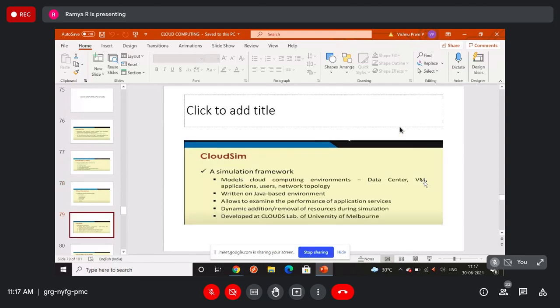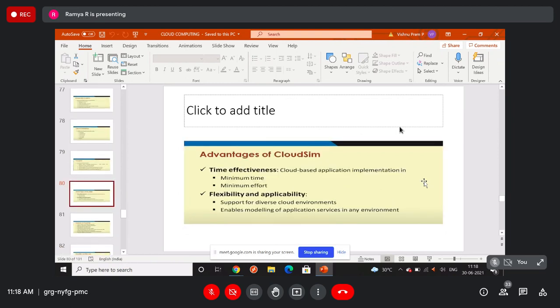CloudSim, if you take it, is actually a simulation framework. It is written in a Java based environment. Tools are also written in different programming languages, right? And it allows us to examine the performance of application services. Here we see the advantages of CloudSim: time effectiveness, so cloud based application implementation needs minimum time and minimum effort; flexibility and applicability, with support for diverse cloud environments; and it enables modeling of application services in any environment.